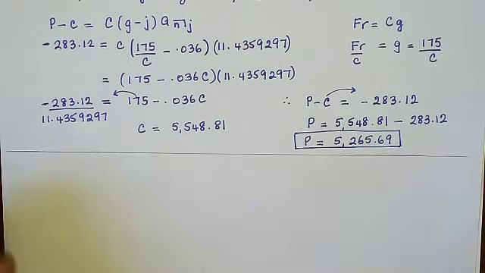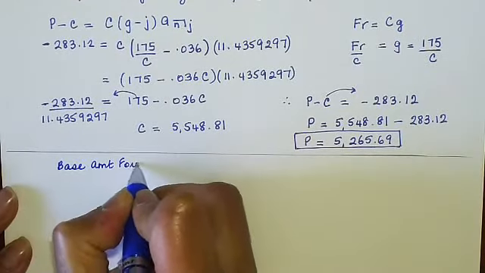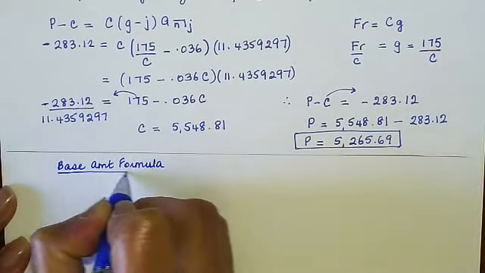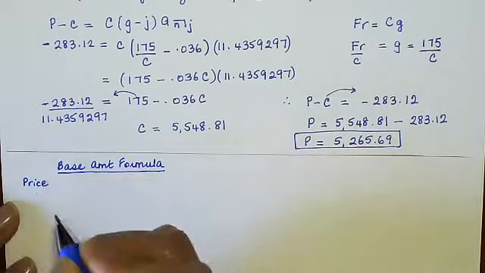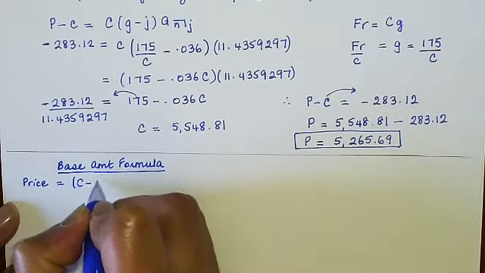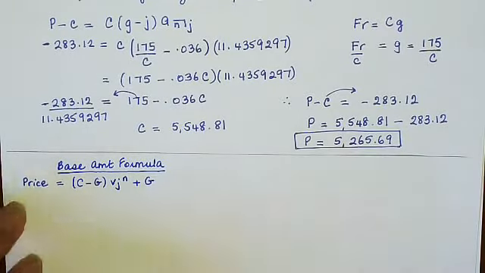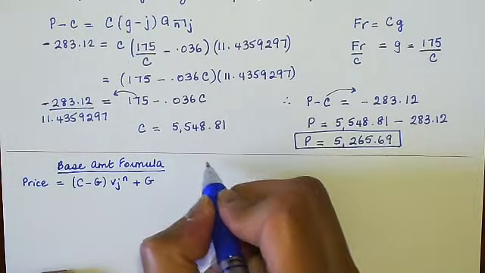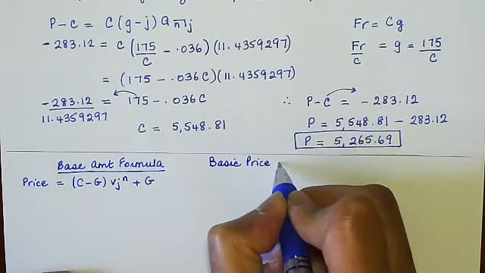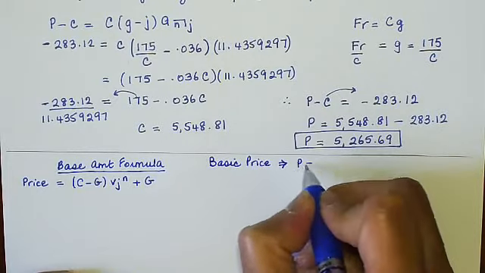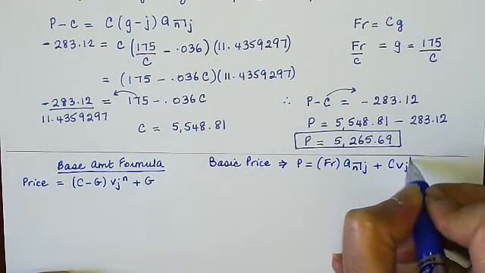Lastly, folks, let's derive the base amount formula, which is given by price is equal to (C minus G) Vj to the n plus G. We get to this place by starting with the basic price formula, which says that P is equal to FR A angle NJ plus CVJ to the N.